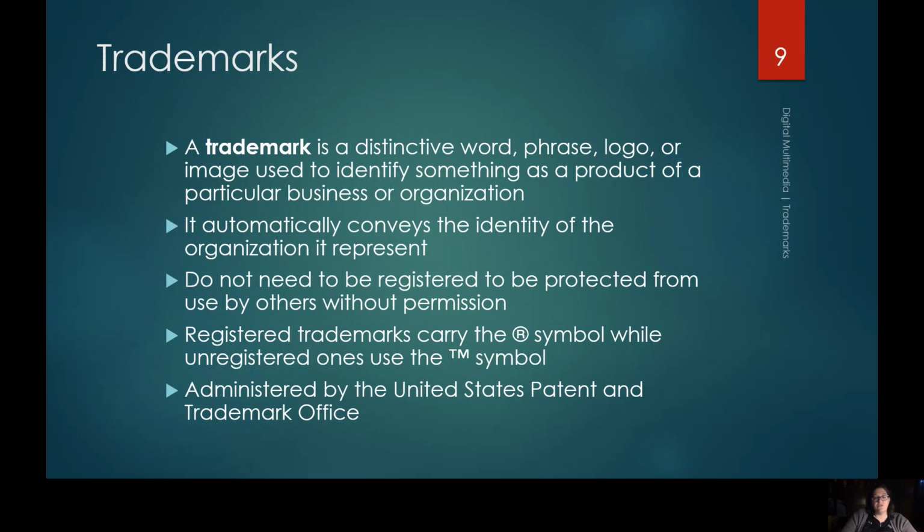They don't need to be registered to be protected from use by others without permission. So it's just like having copyright as long as you can prove it's yours. But registered trademarks carry the little R and the circle symbol, while unregistered ones use the TM symbol. These are administered by the United States Patent and Trademark Office.